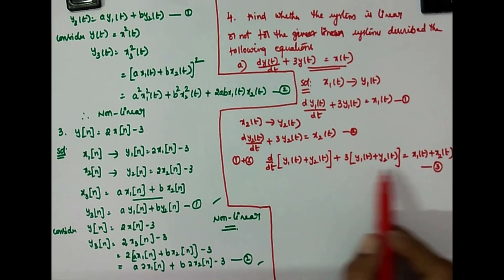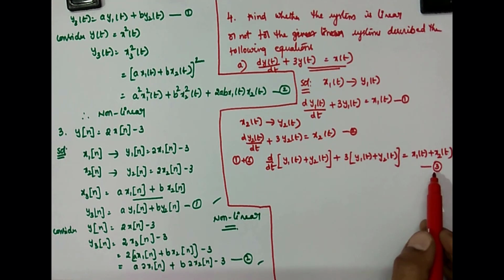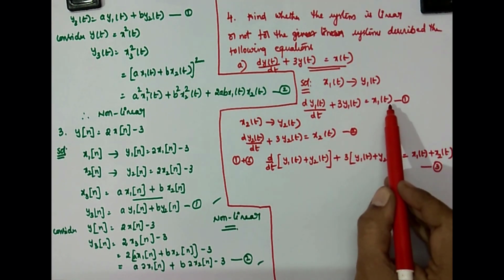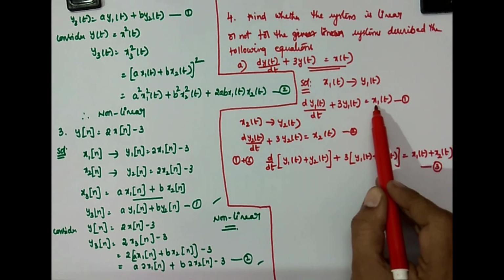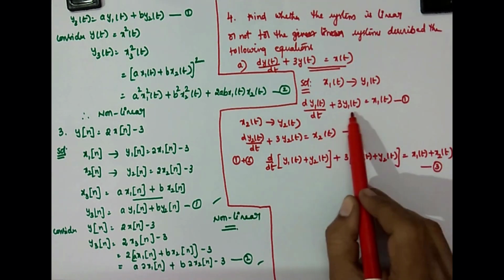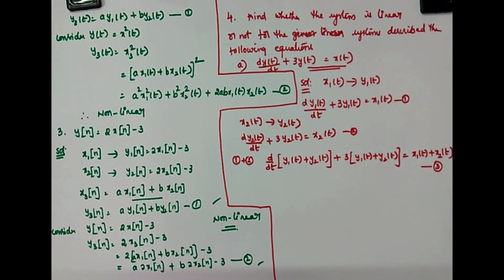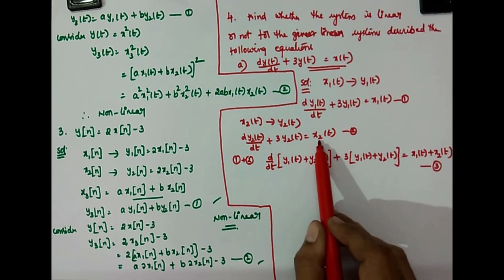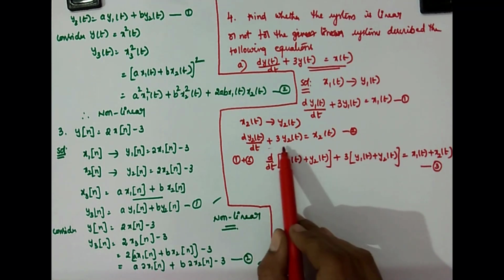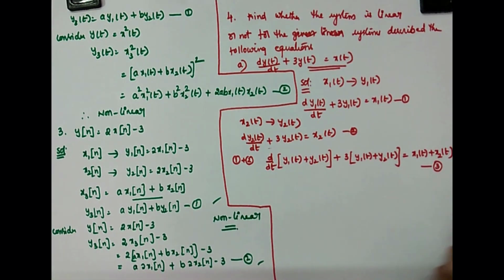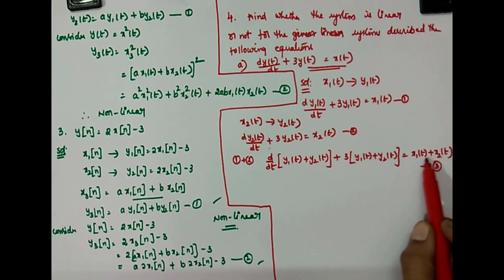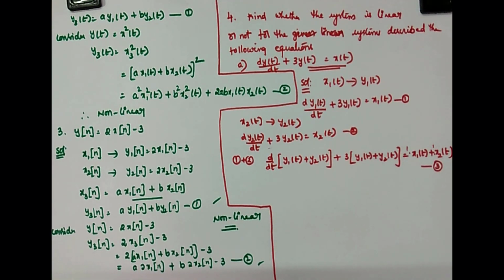Observe the system equation number 3. See here, in equation number 1, input is x1 of t and this is the expression of output. And here, if input is x2 of t, this is the expression of your system equation. Then for the input, x1 of t plus x2 of t. This is for superposition and homogeneity concept. Let us take the constants as 1, no problem. A is 1, B is 1. So A into x1 of t plus B into x2 of t like that.